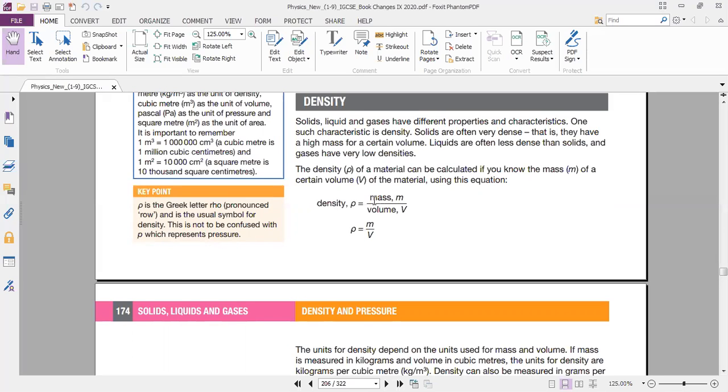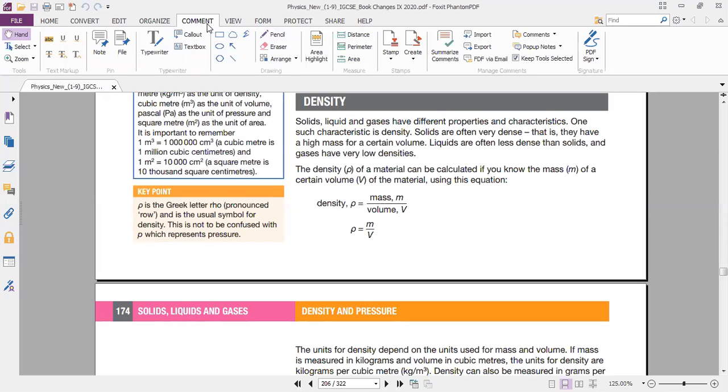Mass is measured in gram or kilogram. Volume is measured in centimeter cube or meter cube. The most common unit of density is kilogram per meter cube. So we can block it in a box with the formula of density and using the symbols. Find out density: rho equals m by v, and density equals mass by volume.